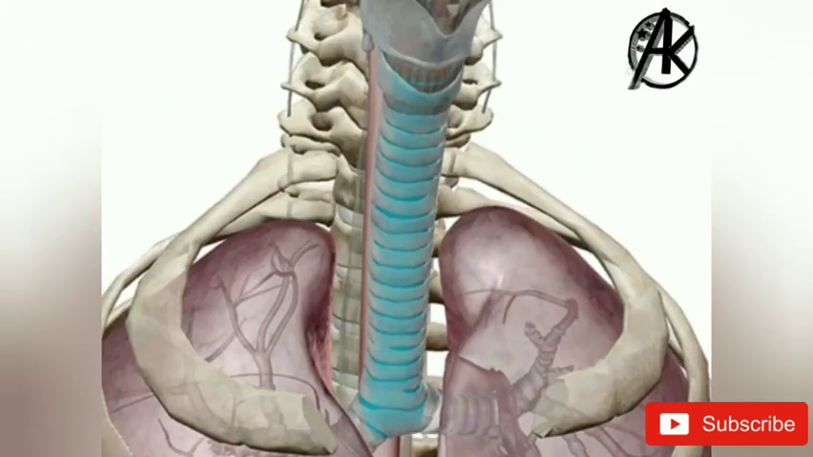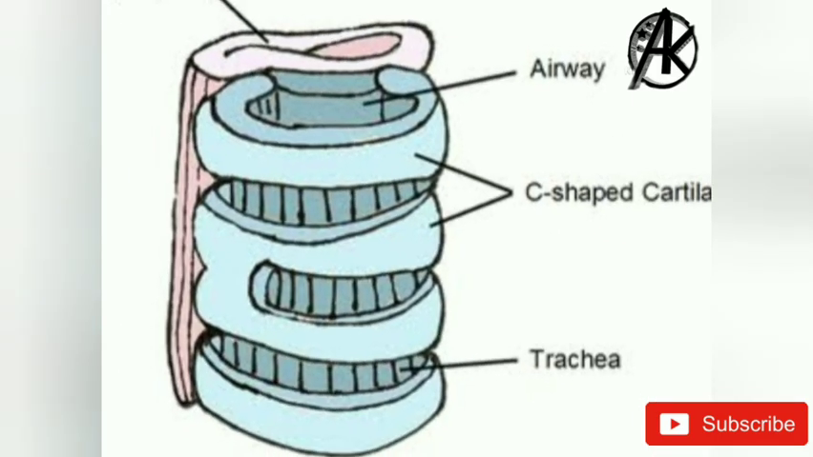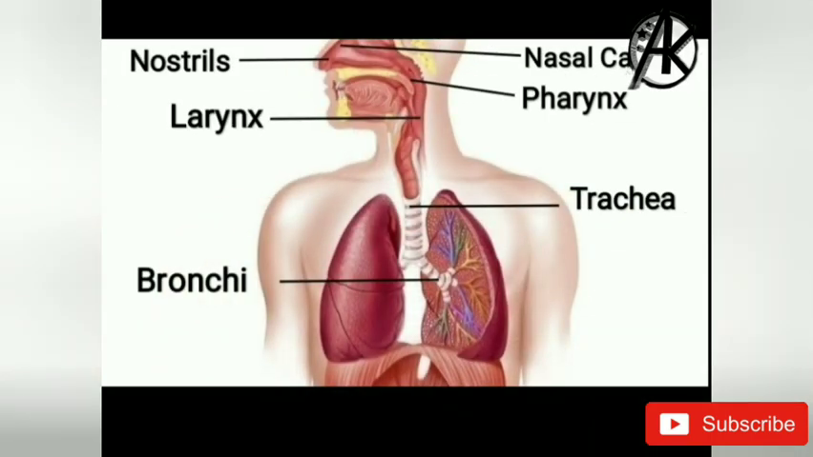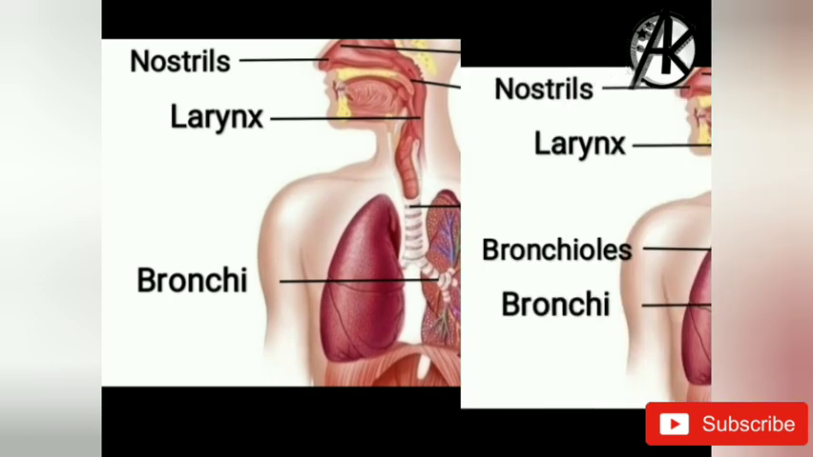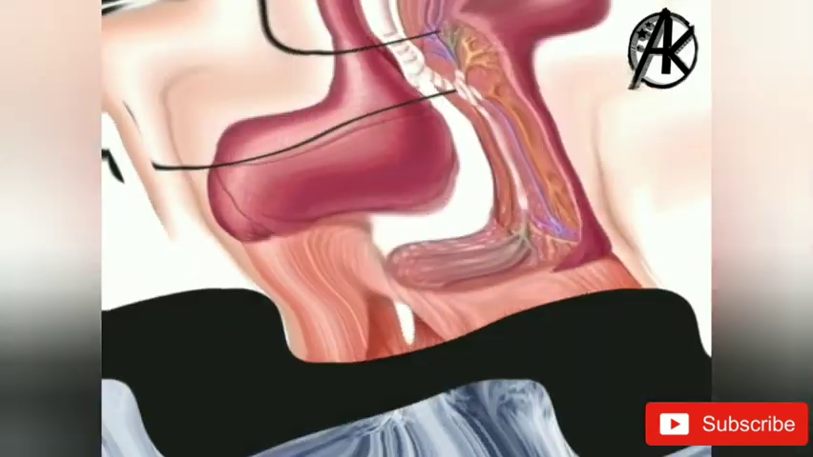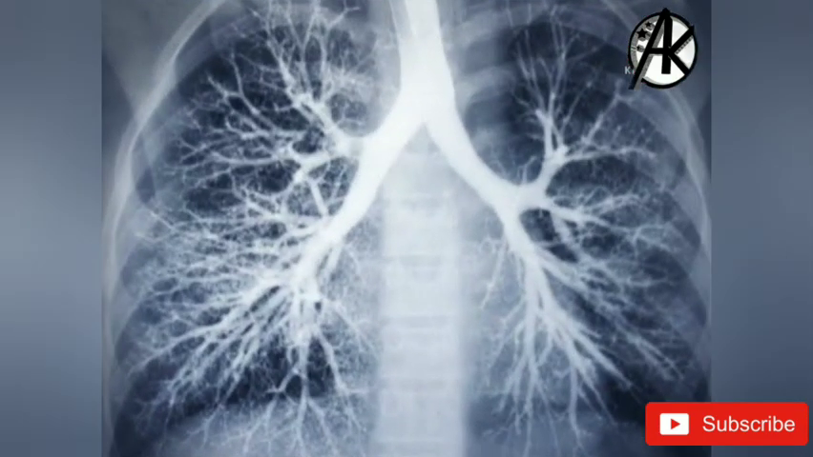Then the air passes to the larynx. Then the air passes to the windpipe, which is mostly known as the trachea. Trachea is made of C-shaped cartilages. At the lower end of the trachea, there are two bronchi leading to each lung. Each bronchus is further divided into smaller and smaller branches called bronchioles. Finally, these bronchioles terminate into clusters of air sacs called alveoli. These are known as the structural and functional units of the lungs. So this is about breathing.